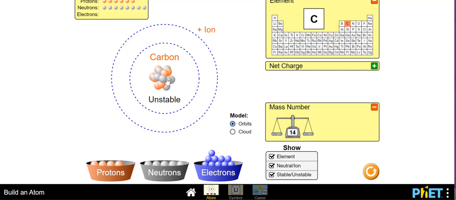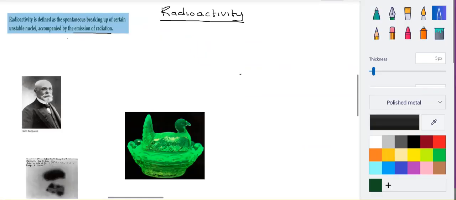And what's going to happen is this nucleus will start to degenerate, and it'll throw out fragments and/or energy in an effort to achieve a stable ratio. So it wants to get rid of parts of the nucleus in order to maintain a stable nucleus. So this brings us back then. So this is what we mean by radioactivity.